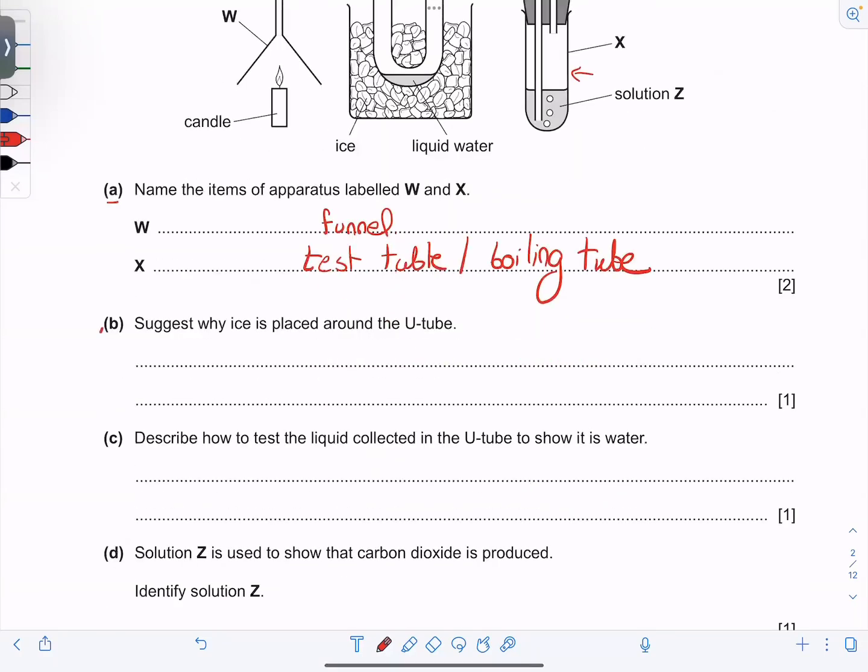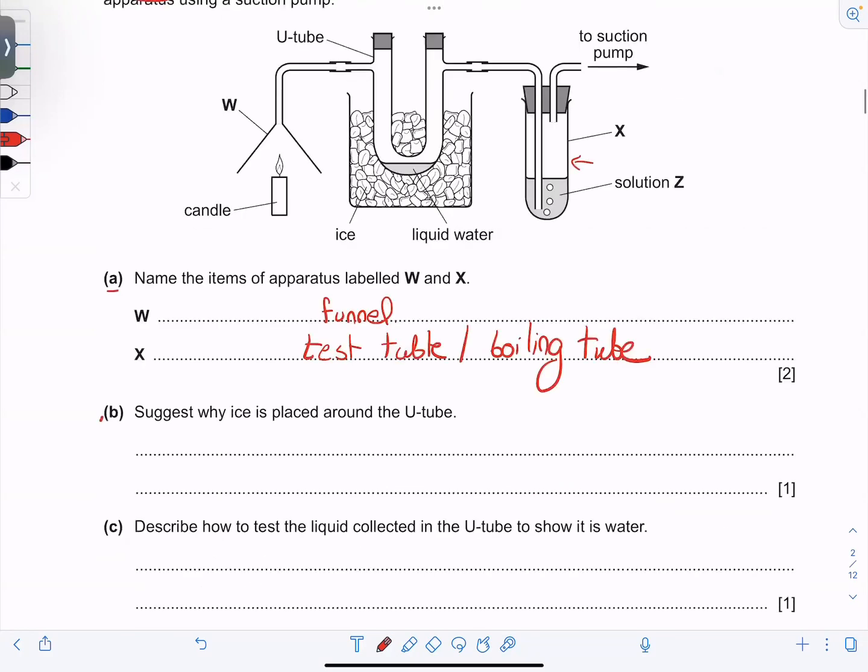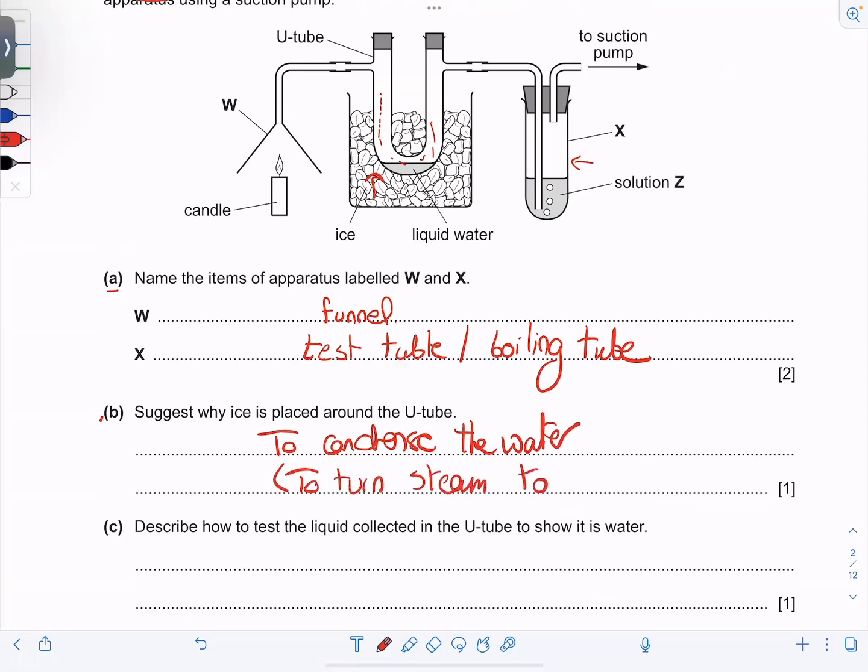Question B, suggest why ice is placed around the U-tube. The reason for the ice here is to cool the steam into water, or to condense the steam into water, or you can simply say to condense the water, or to turn steam to water.